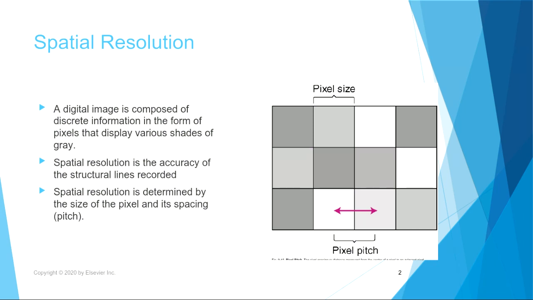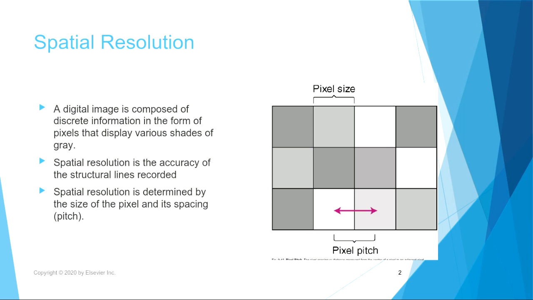Depending on the size of the matrix, the larger the matrix, the more pixels there are, and they're actually smaller, and the smaller the pixel, the better the spatial resolution. So the digital image is made up of discrete information in the form of pixels that display different shades of gray, because that's how it captures. When it captures a shade of gray, it's represented in numeric form in the digital image, and each number corresponds to a certain shade of gray.